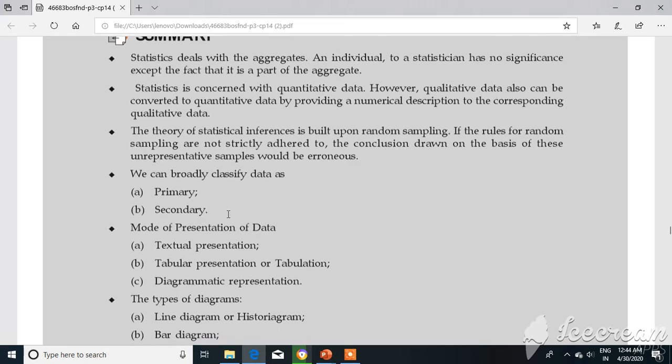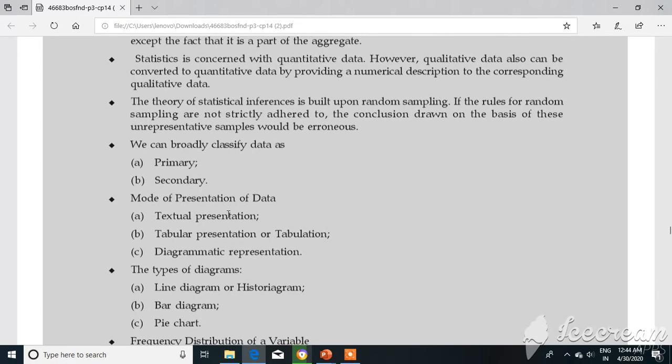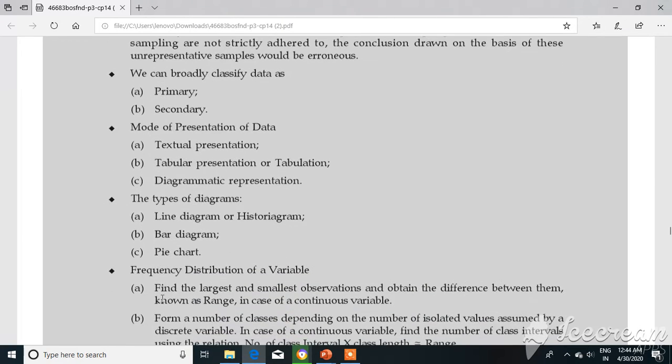The data is classified as primary data and secondary data. Then we considered the mode of presentation of data: textual presentation, tabular presentation or tabulation, and diagrammatic representation. For diagrammatic representation, there are different diagrams: line diagram or histogram, bar diagram, and pie chart.